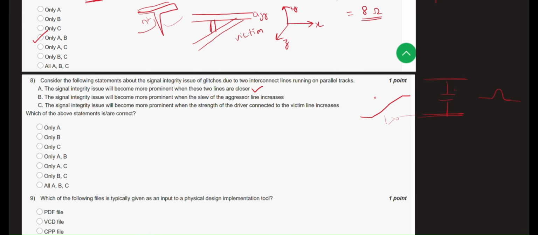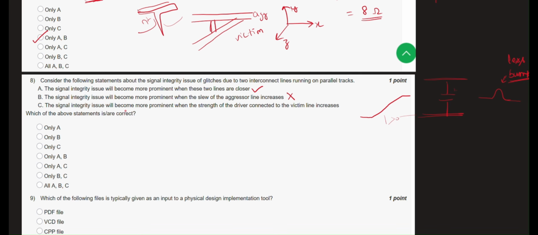If the slew is less, the less abruptly the signal is changing, then there will be less chance of getting this bump. Less chance, less bump. So will the signal integrity issue become more prominent? No, the signal integrity issue is becoming less prominent when the slew of the aggressor line increases. If the slew is decreasing, then this issue will become more prominent. So this is not a correct statement.